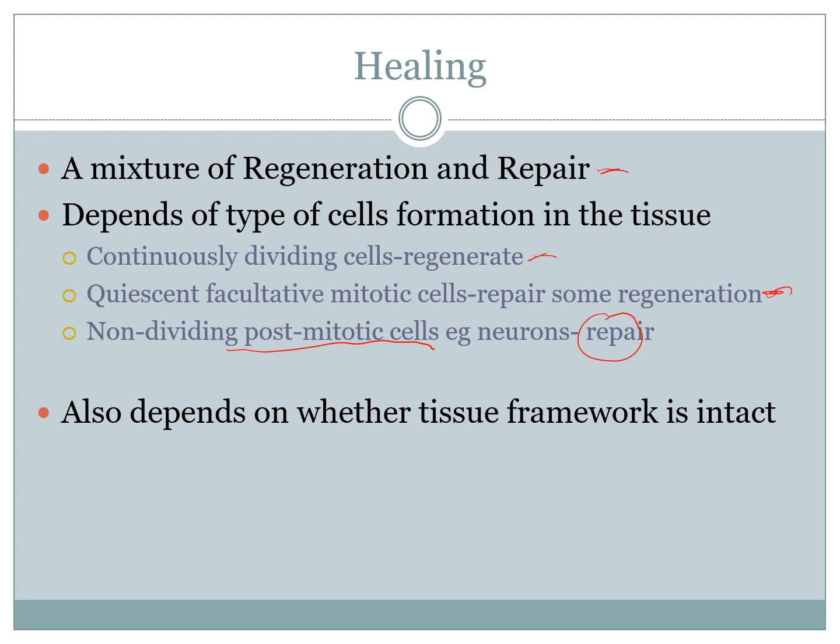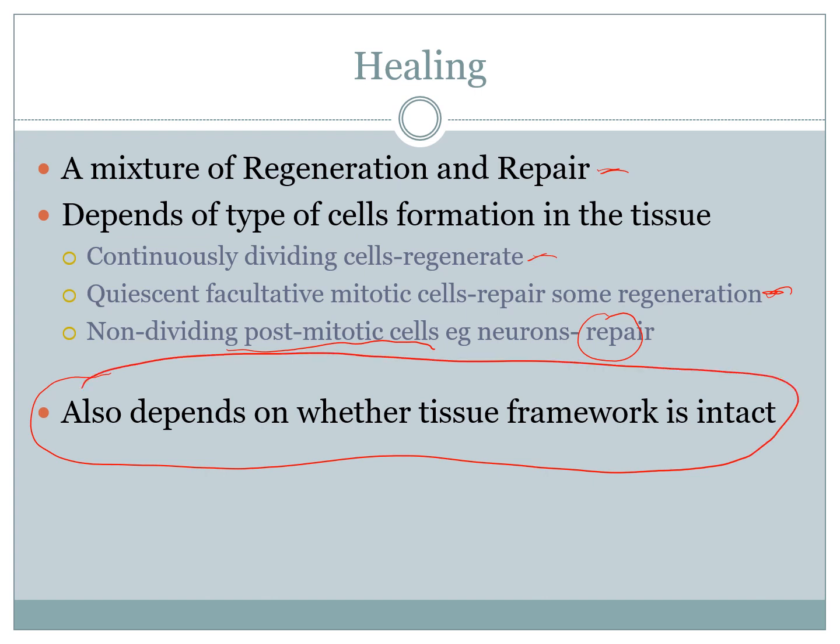Another thing that it will depend on is how much of the initial tissue framework is still in place. The reason that's important is that with certain wounds on the skin, even though they're continuously dividing cells, you're not going to get regeneration because the framework, what's known as the basement lining, has been destroyed too greatly to regenerate itself, and a fibrous network will have to be produced.